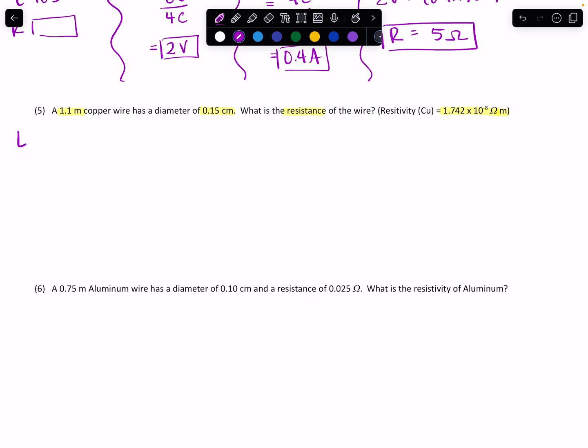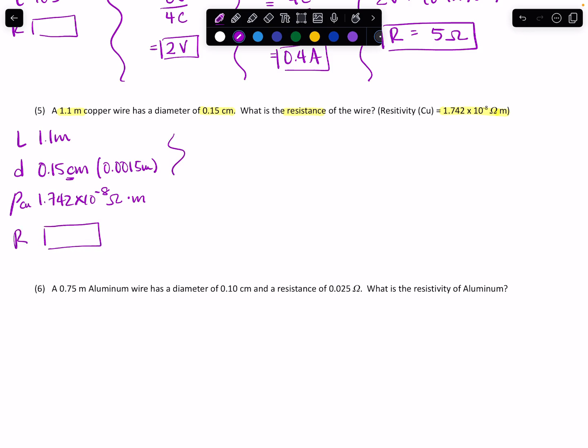I have a length of 1.1 meters. I have a diameter of 0.15 centimeters. Oh, we need to be careful. That's the same as 0.0015 meters. And I know the resistivity of copper is 1.742 times 10 to the negative 8th, and that's ohms times meters. And I'm asked to find the resistance.